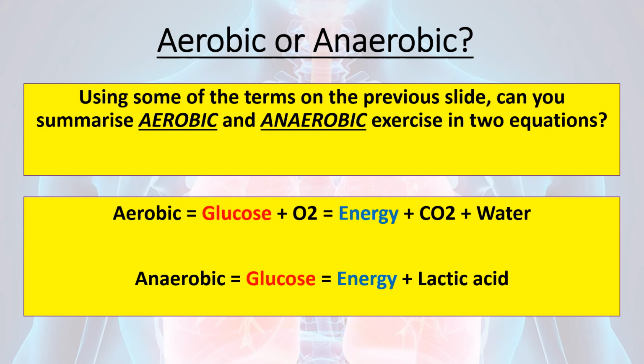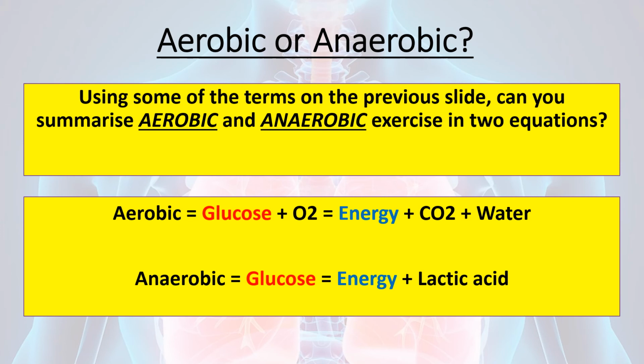As you can see, glucose is present in both types of respiration. Glucose is essentially the food that you eat, which is stored inside your body as energy. The key distinction between the two of them is that oxygen is only present in aerobic respiration.